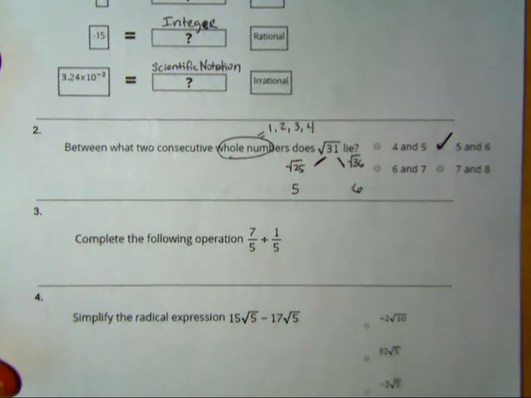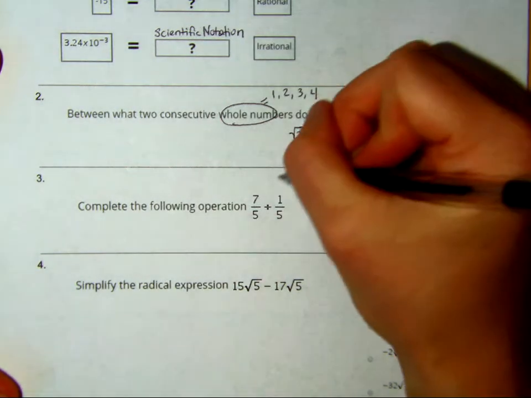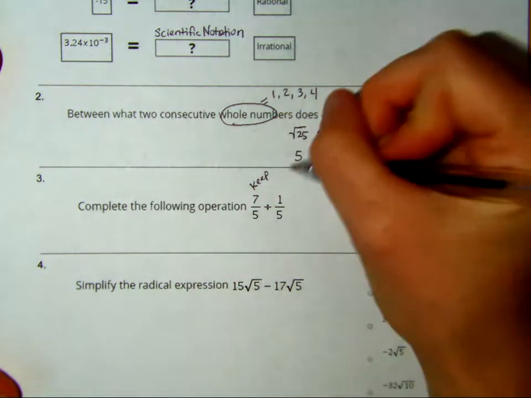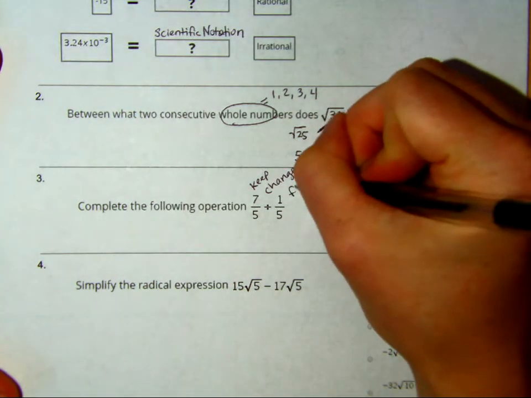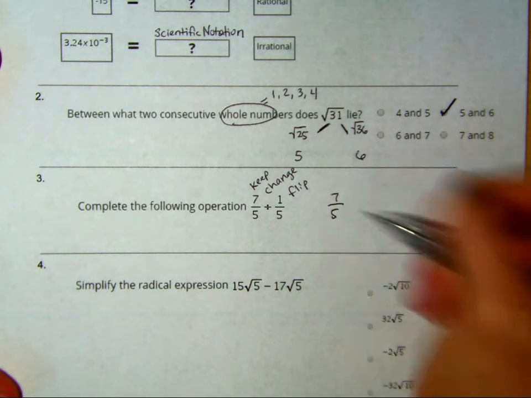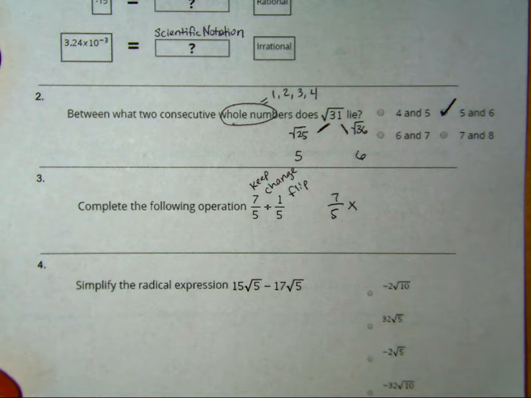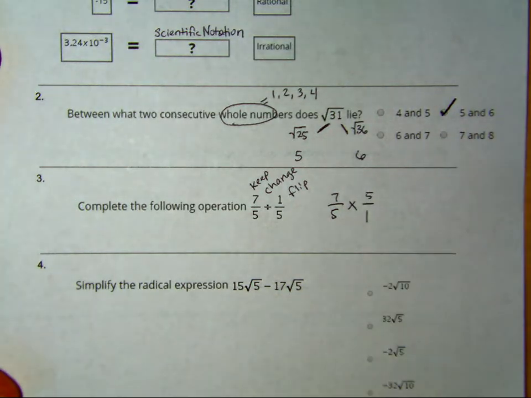So then if we move on to number 3, we're dividing a fraction divided by another fraction. So we have to remember our rule. So when we divide fractions, we keep the first fraction exactly as it is. We change the sign and we flip the fraction. Okay, so that means we keep 7 over 5. We change division to multiplication, and we flip the numerator and the denominator of the fraction.